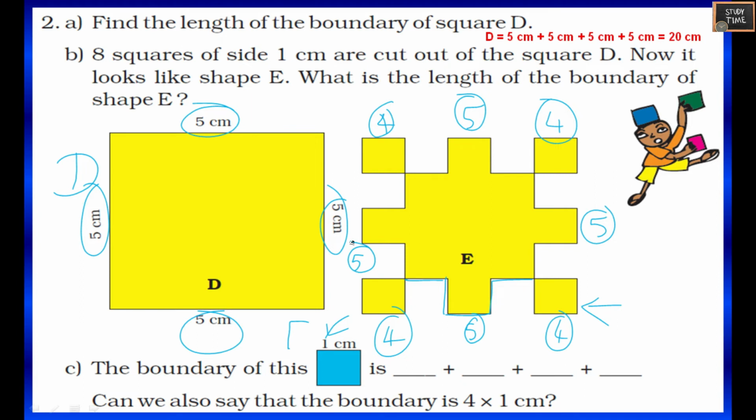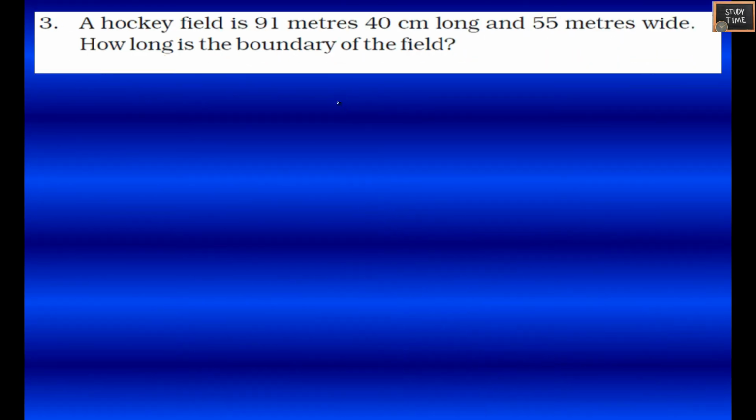So now the length of the boundary of shape E is 4 plus 4 plus 4 is 12, 12 plus 20 is 32. Here you have to mention the unit as centimeter. The boundary of this shape is 1 plus 1 plus 1 plus 1, which is 4 centimeter. Can we also say that the boundary is 4 into 1 centimeter, which is 4 centimeter?